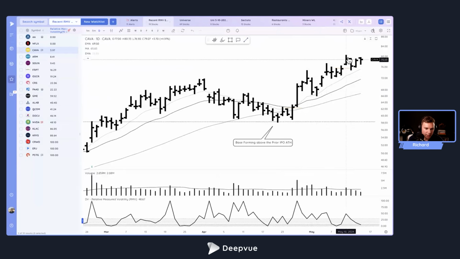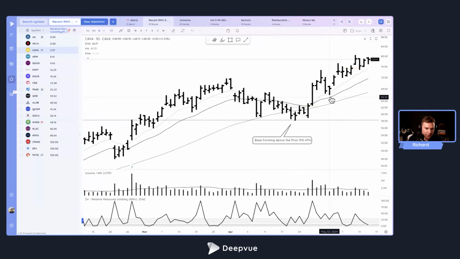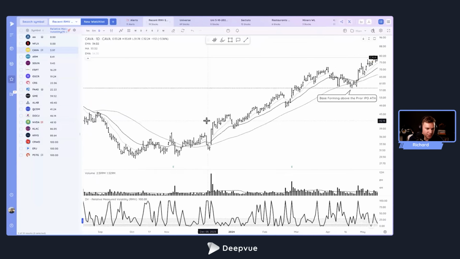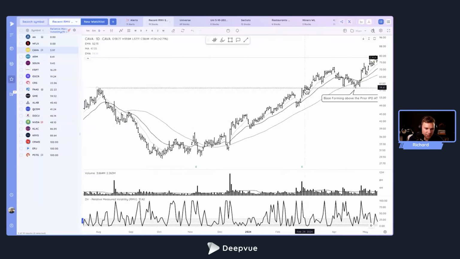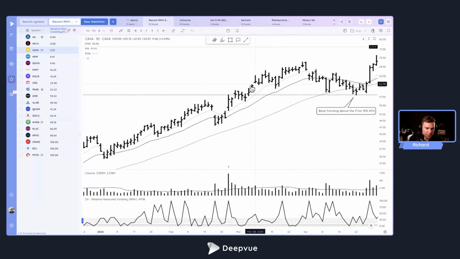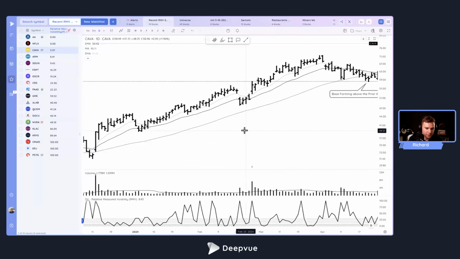It's been pretty wicky, which doesn't quite suit this. But there's been tight areas back here. This flag right at this longer term spot makes sense. You get this tight flag, and that would have been a really nice spot to take advantage of this expansion move up. So that's CAVA.